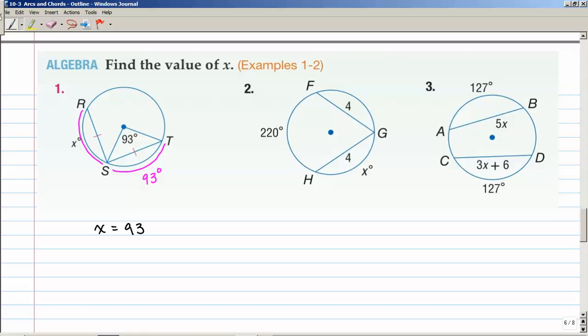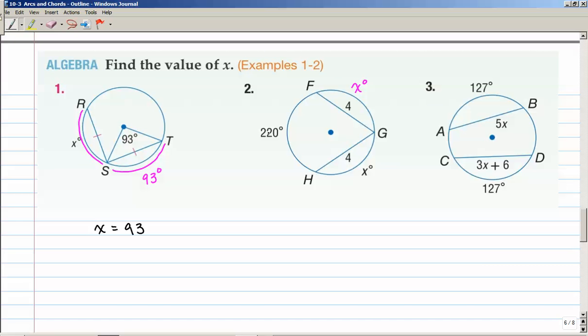Example number 2 here. I have two congruent chords, FG and GH, and I know they're congruent because they tell me the measure of 4. And I have arc FH is 220 degrees, arc GH is X, but I also know that because these chords are congruent, GH is going to be congruent to GF, so I know that the measure of this arc is also going to be X degrees.